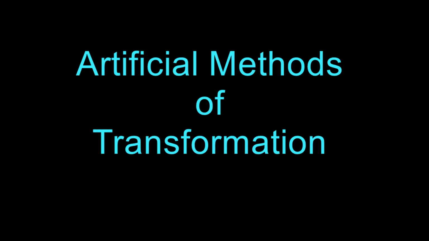Alright everyone, it's time we learn about artificial methods of transformation. So why do we need artificial method again? It is because the natural method has lots of drawbacks. We already discussed those drawbacks in the previous video on the natural method of transformation. If you haven't already watched the last video, you should first watch it because we'll refer to various concepts in it again and again in this lecture.